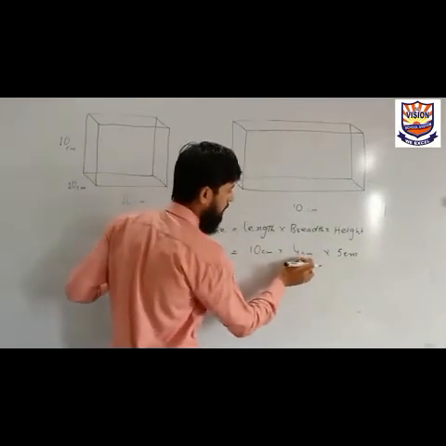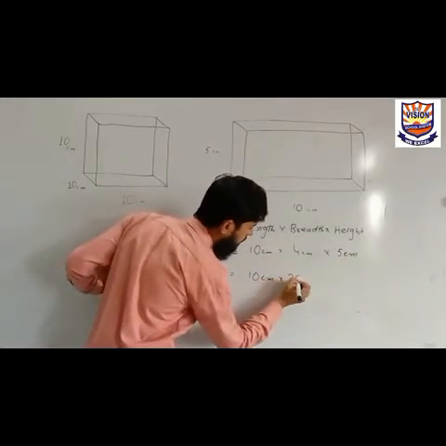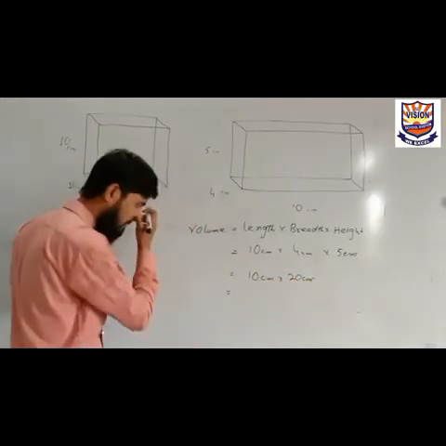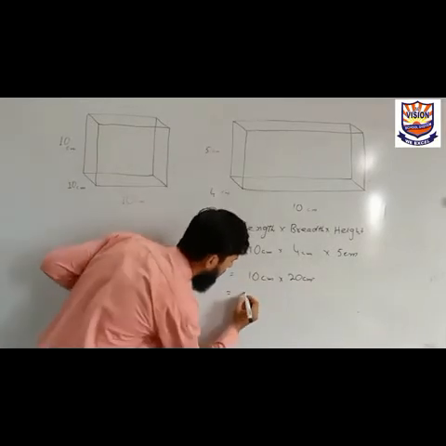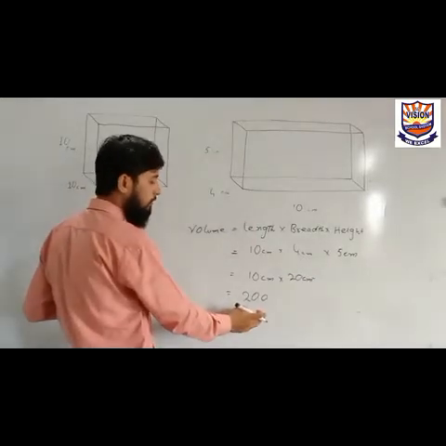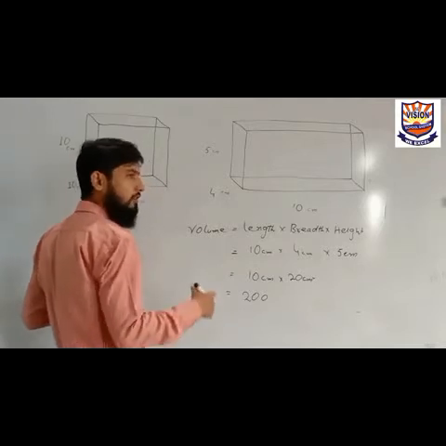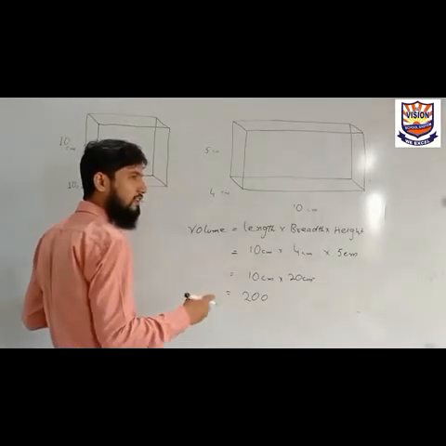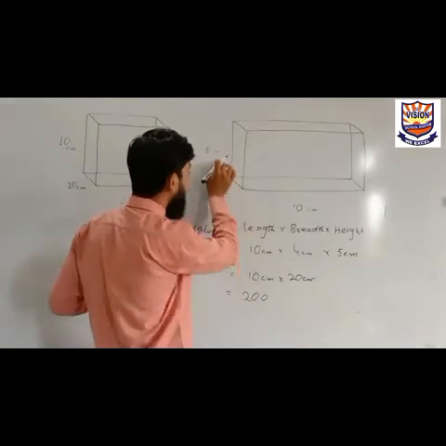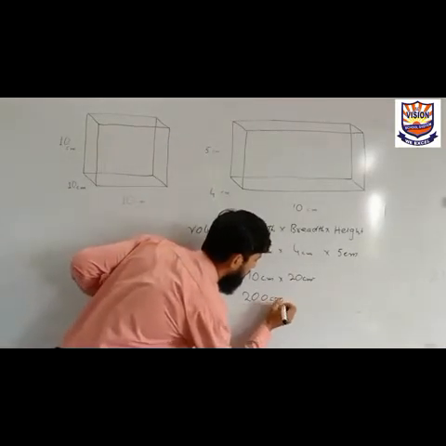Now 4 5s are 20. 10 cm multiplied by 20 cm squared, okay, is equal to 10 20s are 200. Is this a complete answer? No. So what is missing? Here the unit of volume is missing. The unit of volume is cubic centimeter, cubic meter, and cubic foot. So here the length, breadth, and height are given in centimeter. We will write its unit in cubic centimeter.